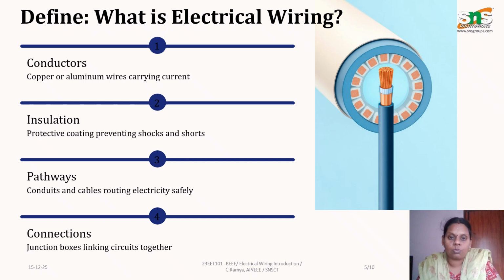Next is the define part, that is, what is electrical wiring. Electrical wiring is a complete system made up of four key elements. First are the conductors, using copper or aluminum, that carry the current. The second is the insulation, which protects us from electric shock and short circuits. Third, pathways such as conduits and cables that provide safe routes for the electricity. And finally, the connections like junction boxes that link these circuits together. All these components work together to deliver electricity safely as well as effectively.